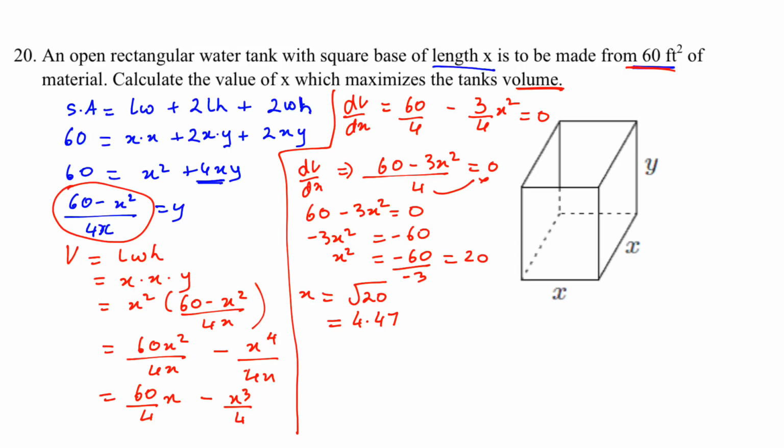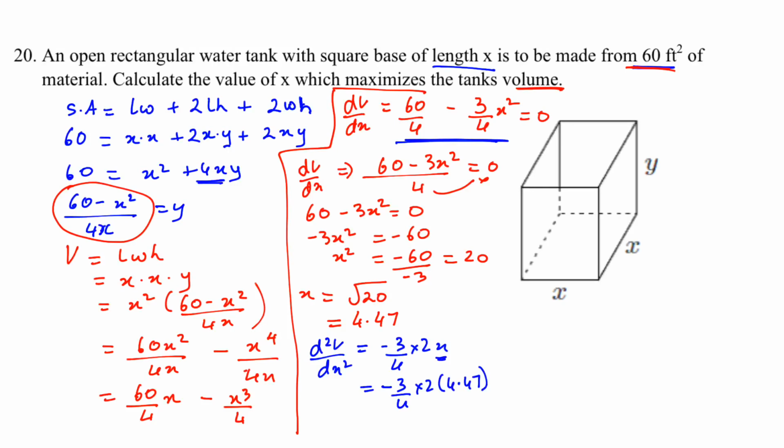Before we find all the unknown quantities, we have to show whether it is a maximum or a minimum. To do that, you will have to double differentiate. So d2v over dx2. What are we going to double differentiate? We are going to double differentiate this here, the differentiation. The 60 over 4 will go away and you will get negative 3 over 4 times 2x. In place of x, we'll substitute 4.47 and your answer is going to be negative. It is going to be less than 0. Therefore, it is a maximum.